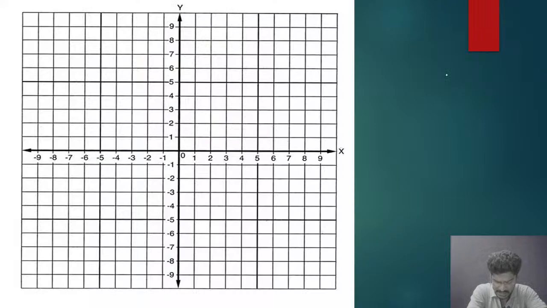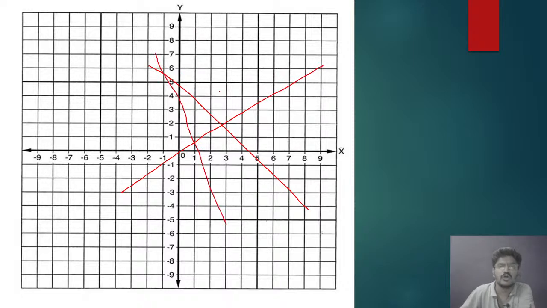Veena is asking to revise the graph of LPP. Veena, as I said, I will explain the graph of LPP in the live class. See, first you have to draw all three lines like this. First you draw the line. Next, check true or false. Once you check true or false, you will get the feasible region.